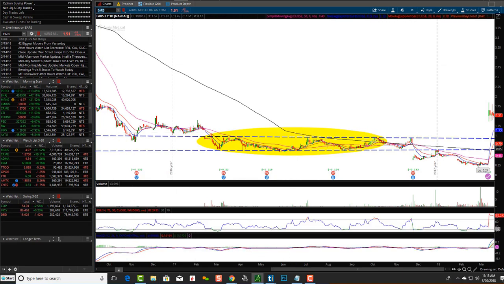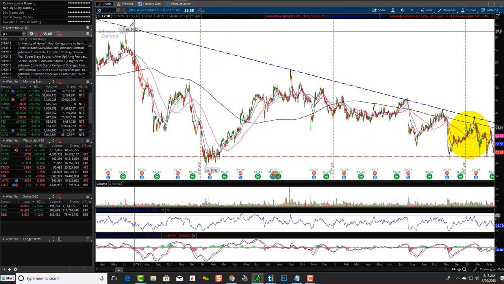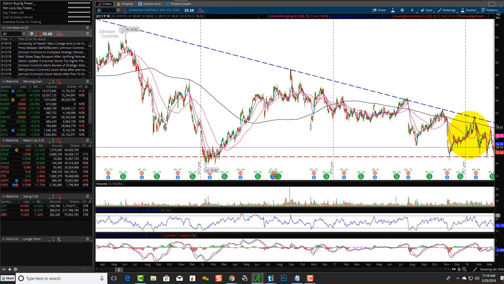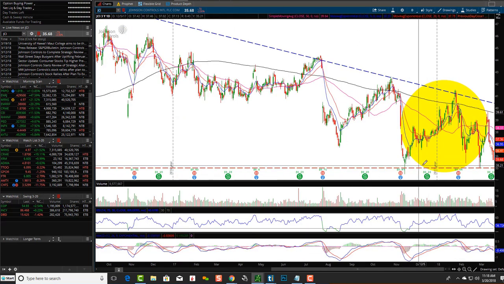Let's take a look at one more here, JCI. So this one's kind of a little bit sloppy. You can see a bigger overall descending triangle. And then when you zoom in here, you can see 1, 2, 3, right? So 1, 2, 3 bottoms. Maybe it's coming down to do a fourth one right here.